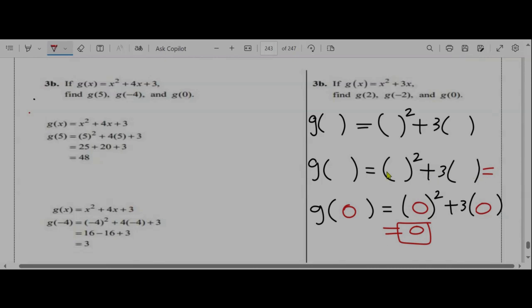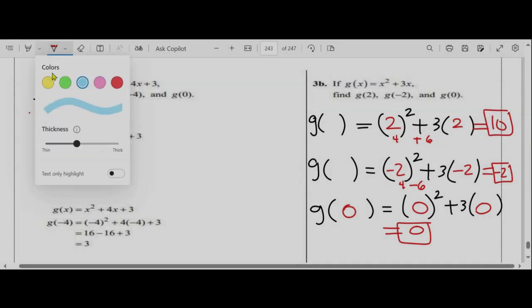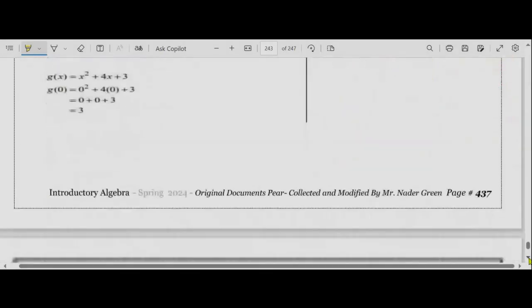Yalla, who can tell me this one? Negative 2. Negative 2? You sure? This gives you what, 4? And this gives you negative 6. So the answer is negative 2. Here is going to be how much? 2 and 2. So that's 4. This is what? 6. So the answer is what? 10. Is this clear, everybody? Yes. You get the answer? Yalla, move on to the next one.